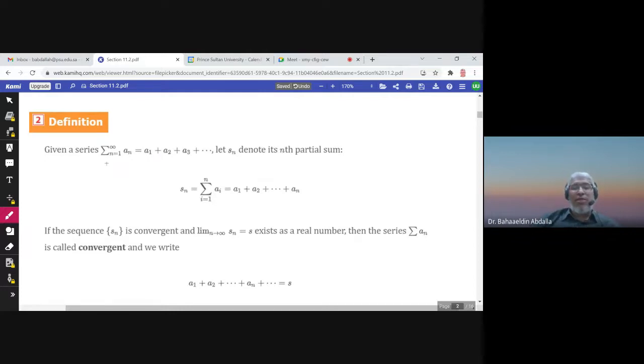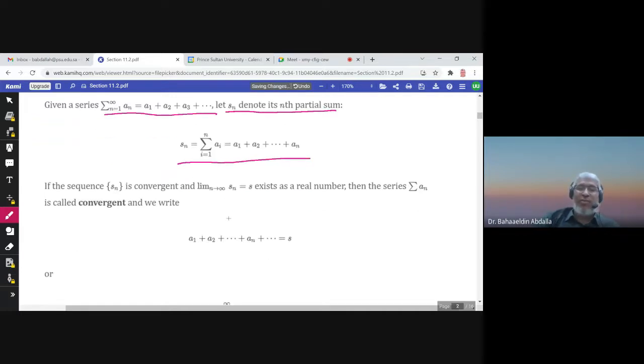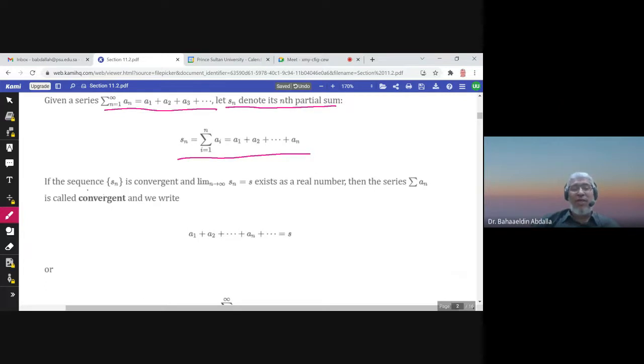So this is the infinite series, and Sn is the nth partial sum, and it's defined as the sum of the first n terms. If the sequence Sn converges to S, for example, then the infinite series is called convergent, and this infinite sum would be equal to S, where S is a real number.